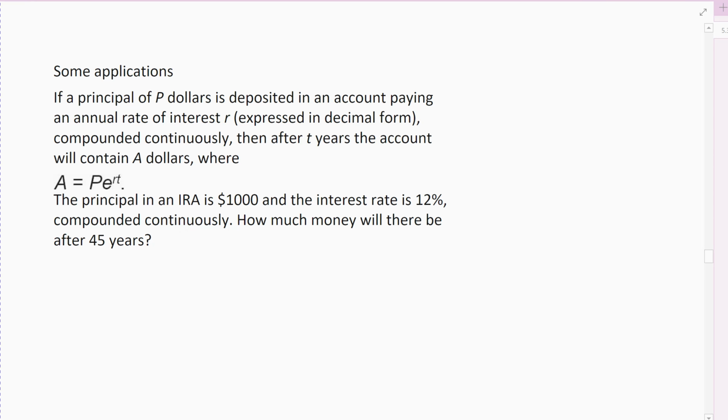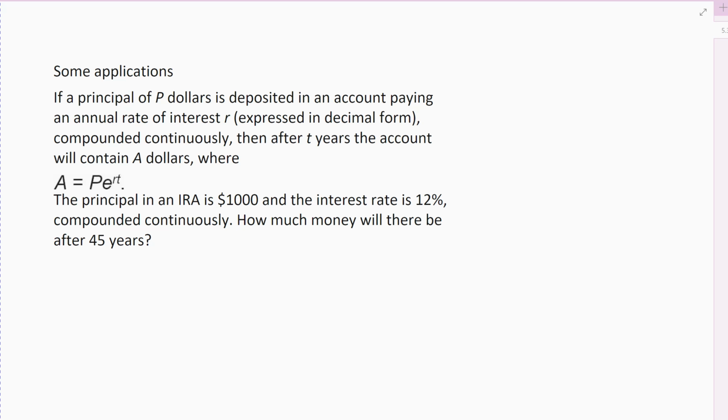Applications of the natural exponential growth or decay model. The first examples will be cases where we're given the equation, and then we'll do a set of examples where we have to find the equation. Whenever you hear something that's compounded continuously, that means exponential growth in terms of money.